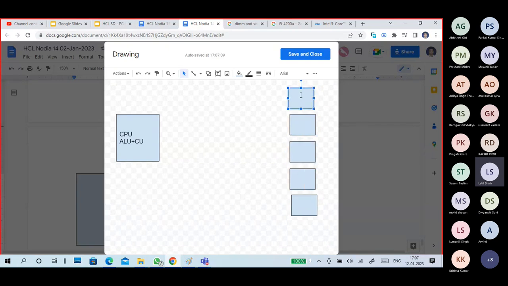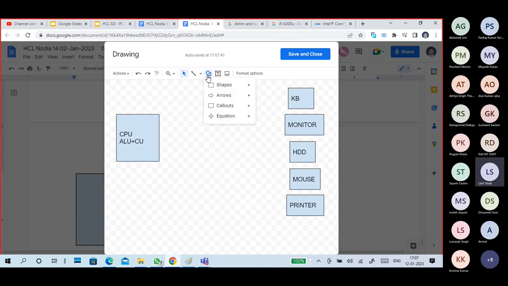Maybe I have a keyboard, a monitor, hard disk storage devices, a mouse, maybe I connected a printer. It is also a device, right? Mic is there, speakers are there. So many types of IO devices, input and output devices are there.